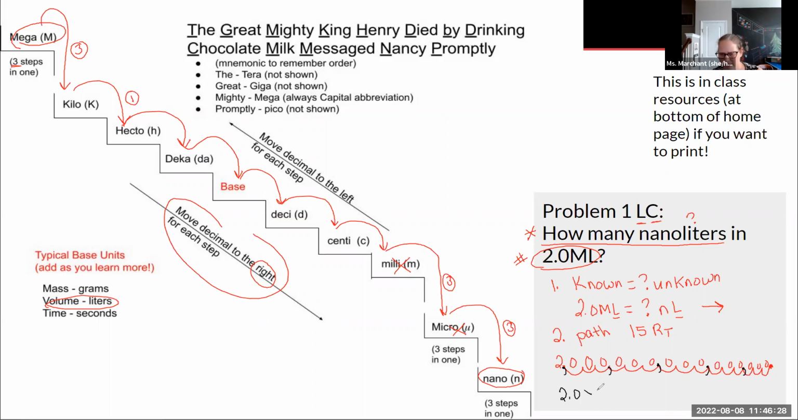2.0 times 10 to the 15. Because I'm going to be moving that back 15 times until I only have one value over here. You only want to have one non-zero to the left of the decimal. So then my answer is 2.0 times 10 to the 15 nanoliters. I'm always going to include my units there.